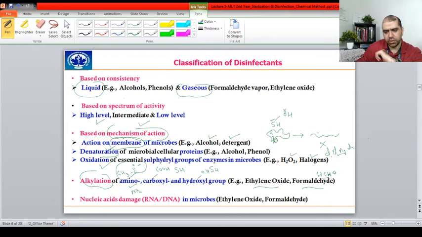Very simple in structure. They can also kill the microorganisms by damaging their nucleic acids. For example, they can damage the RNA, or they can damage the DNA. Many RNA containing viruses, DNA containing viruses, they can damage them and kill the microbes in that case. Again, these two gaseous compounds can do this DNA damage.